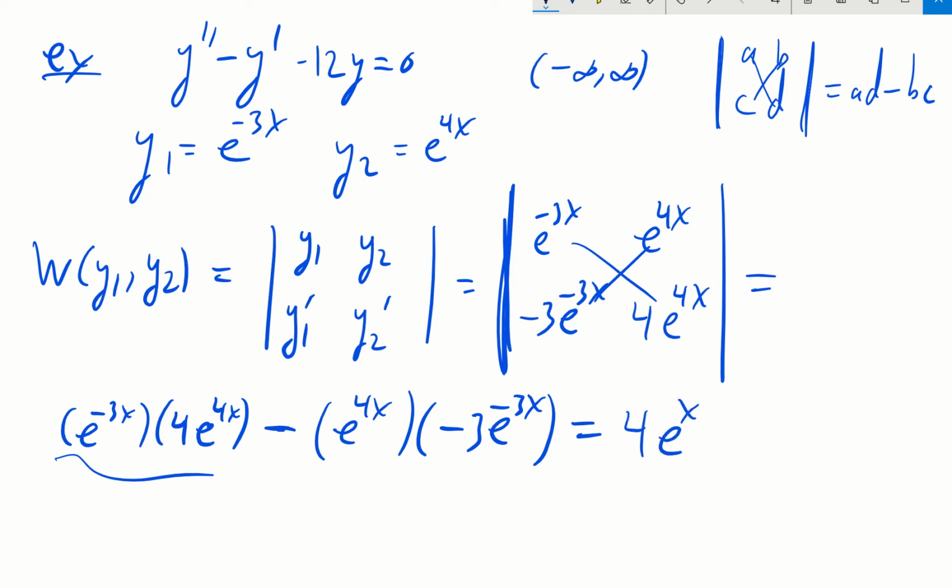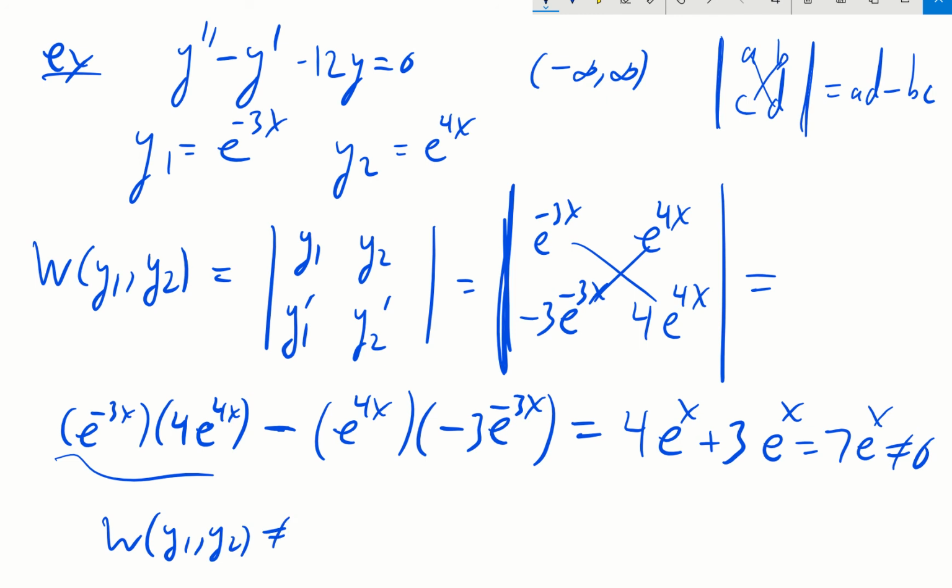So that's going to give us 4e to the x. A negative times a negative will give us a positive 3. e to the 4x times e to the negative 3x will again be e to the x. And this provides us with 7 e to the x. And one of the things that we know is that e to the x is never 0. And so the Wronskian here of y1, y2 is non-zero for all x.